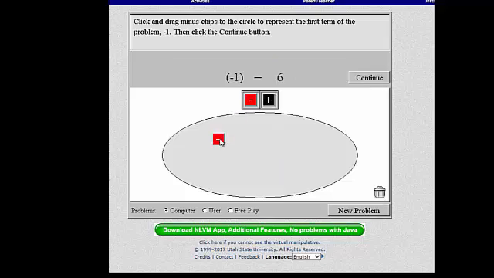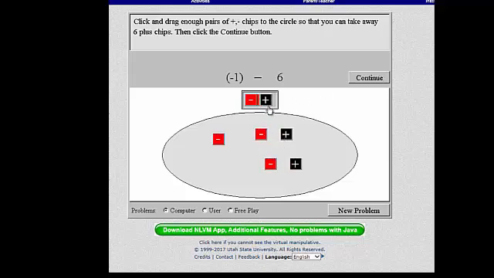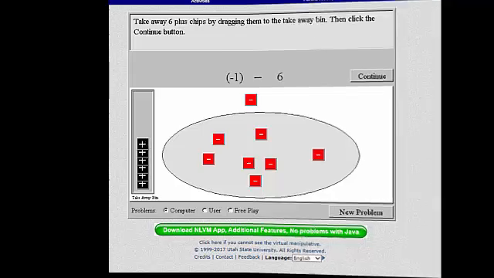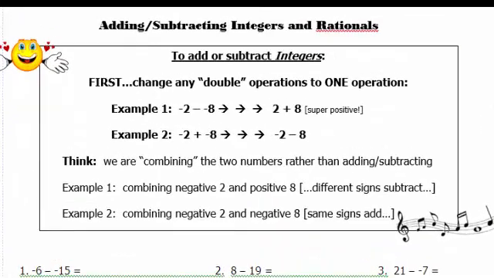I'm starting with negative 1 and I want to take out 6 positive chips. I don't have 6 positive chips, so I have to put in 6 zeros. Now I can take out 6 positive chips, and what am I left with when I take out the 6 positive chips? I'm left with 7 negative chips. So what does this tell us? We have to really think about that. So let's look at our rules that we have for adding and subtracting integers and rationals.